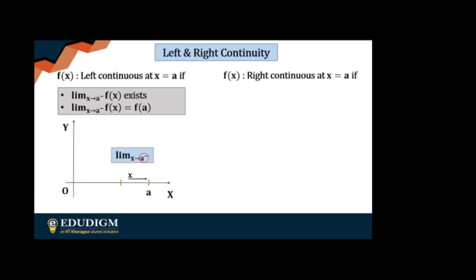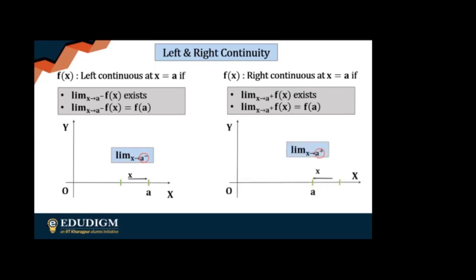Similarly for right continuity, you need the right hand limit to exist and be equal to the functional value. This is what you have for the right hand limit. So right continuity and left continuity, I hope this is okay with you. There's nothing extra. Whenever you see the name left or right, you understand which particular limit we are talking about.